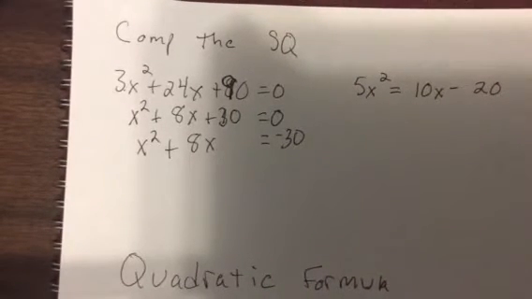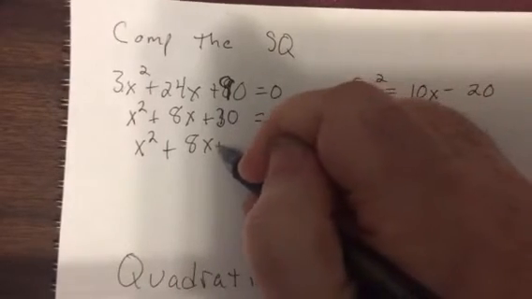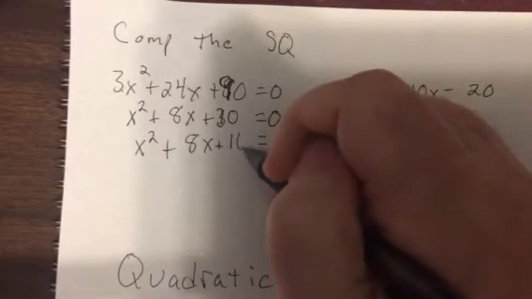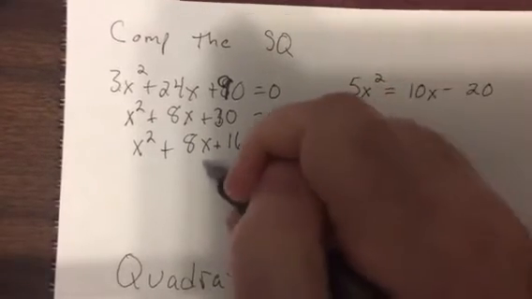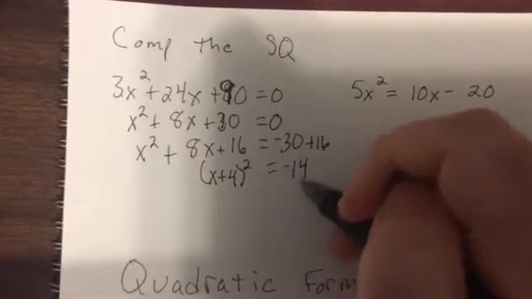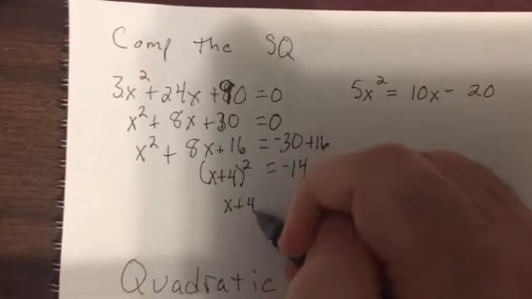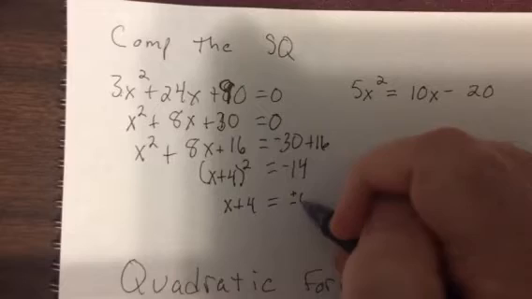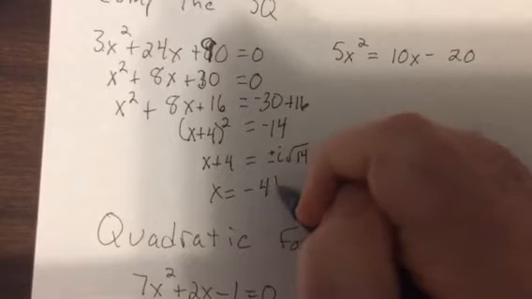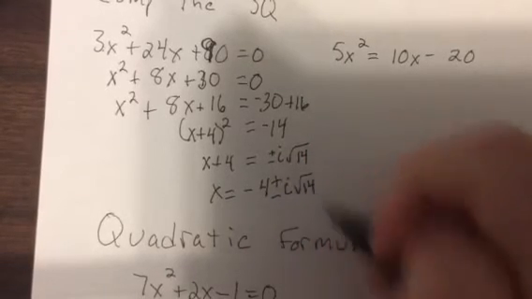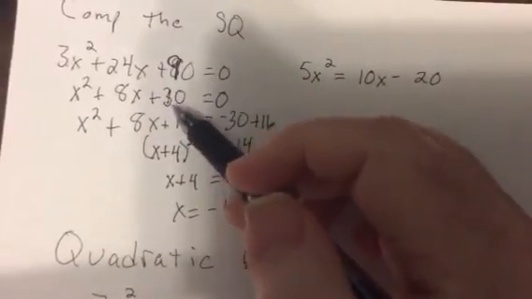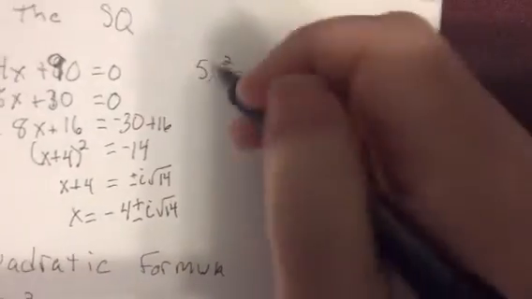Is that right? So find the magic number. Half of 8 is 4. 4 squared is 16. Add it to both sides. Factor it. x plus 4 squared equals negative 14. Square root, x plus 4 equals plus or minus i square root of 14. So x equals negative 4 plus or minus i square root of 14. Okay? So sorry I changed that number, but I only got 3 minutes left here, so life is rough.